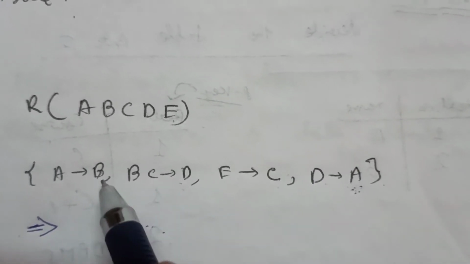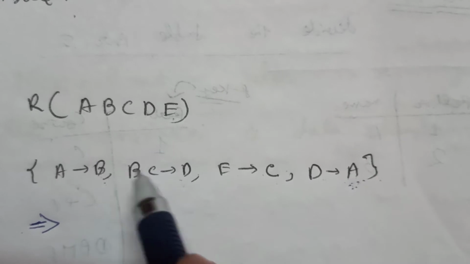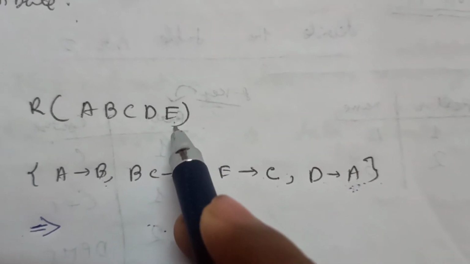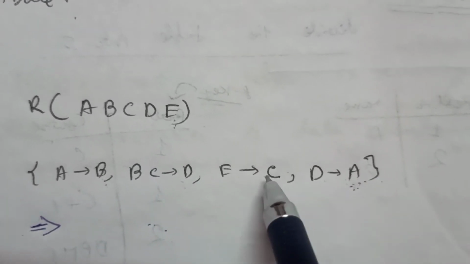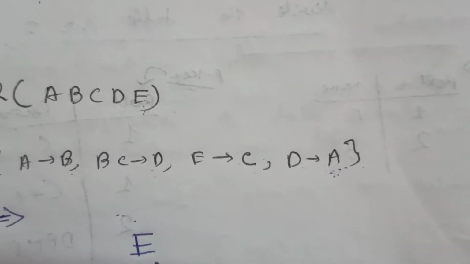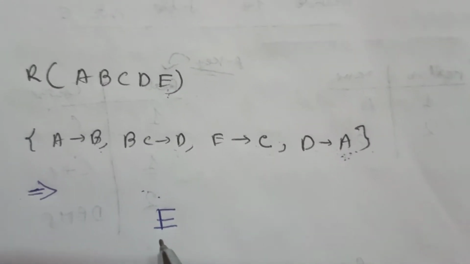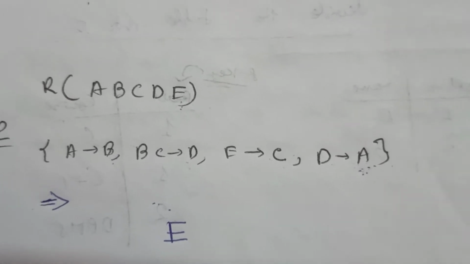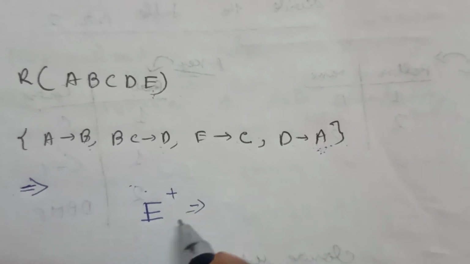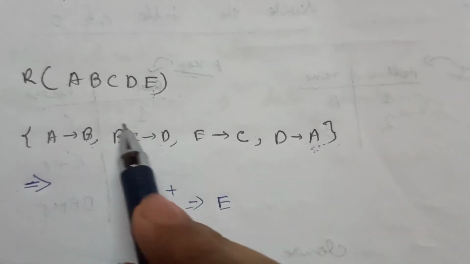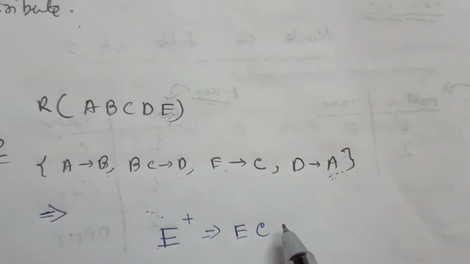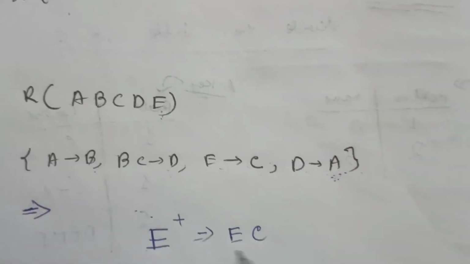So suppose we check here: B, D, C and A, these 4 are on the right side of some functional dependency, but the attribute E is not on the right side of any functional dependency. So whatever the candidate key or candidate keys may be, E must be a part of it. First we will check the closure of E. Can E itself be a candidate key? Let's see. E can define E and E can define C. That's the end of the closure of E. So this is not the candidate key.